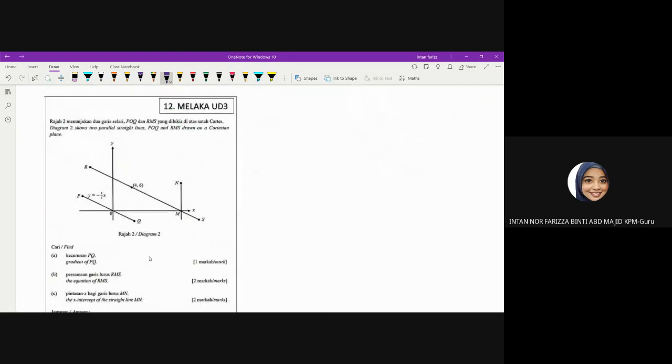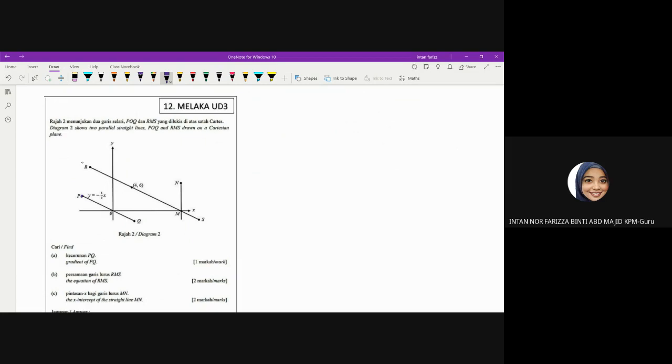This is a question for Malacca. So Malacca, this diagram shows two parallel lines, which is POQ. So let's look at the first one. POQ, the shorter line. Next, we have RMS. RMS is the longer slanted line. And we have a vertical line, which is MN.